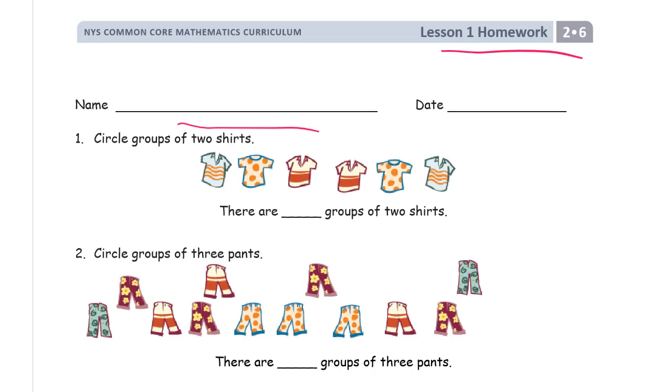And our directions are to circle groups of two shirts. So there's two here, two there, and two there. How many groups are there? There's one, two, three groups of two shirts.